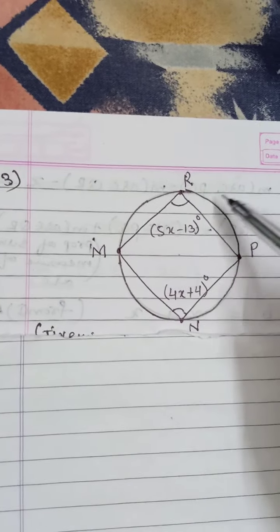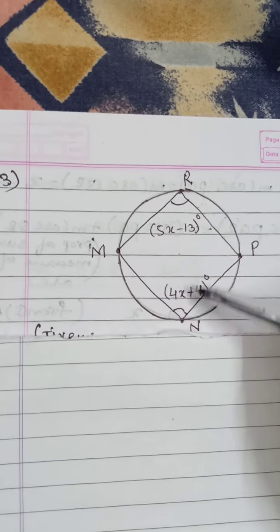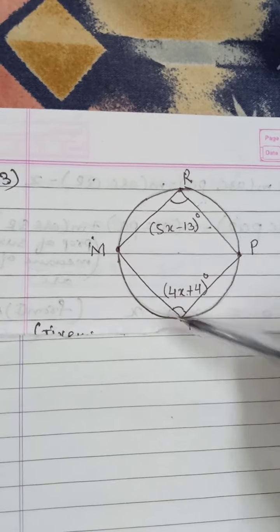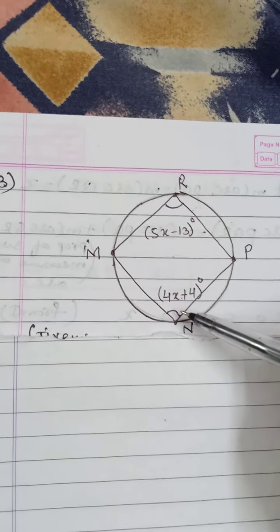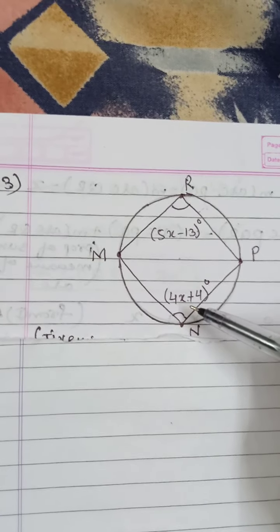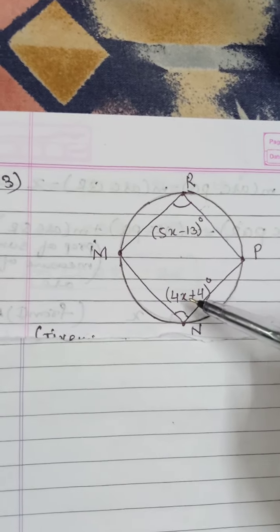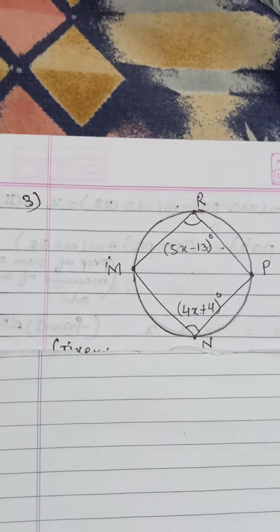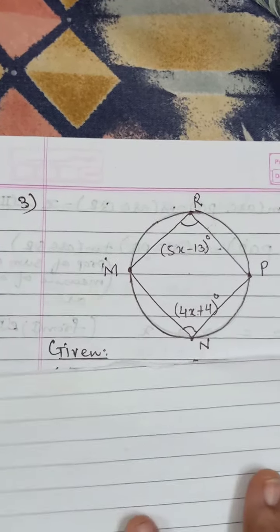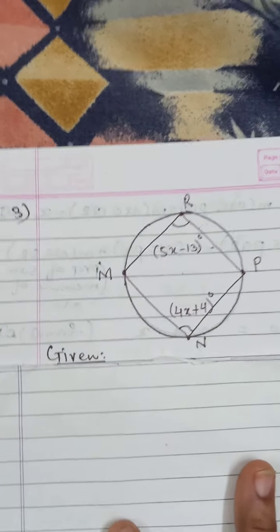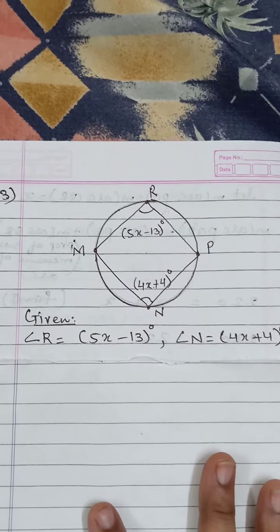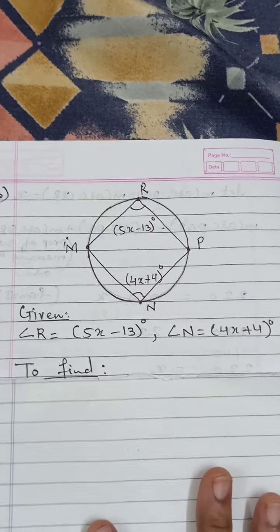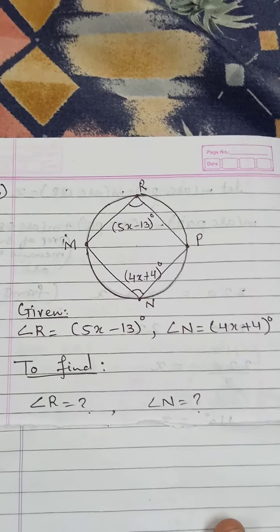If we observe carefully, these two angles are opposite angles of the cyclic quadrilateral. And we have the cyclic quadrilateral theorem that the opposite angles of a cyclic quadrilateral are supplementary. Supplementary means the addition of these two angles is 180 degrees. This is the theorem we will apply here to solve this question. First we will see what is given to us: angle R is 5x minus 13 and angle N is 4x plus 4, and we have to find angle R as well as angle N. Now we will start our solution.